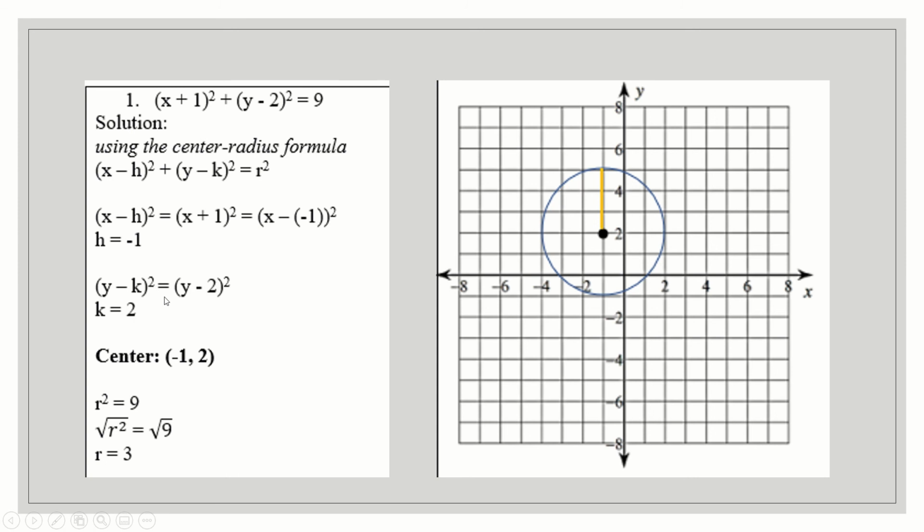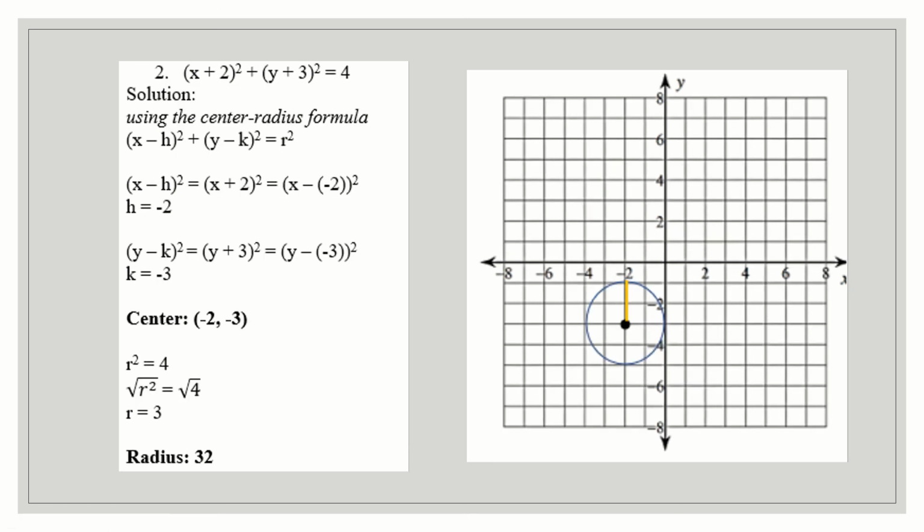Same with k, ganun din mangyayari. Since y minus k squared is similar naman dun sa ating given equation na y minus 2 squared, so the value for k is positive 2. The center is at negative 1, 2. So, ipa-plot natin yung center na yan sa Cartesian plane. Then, kukunin natin yung square root nung radius, which is 9. The answer is 3. So, we have negative 1, 2, yung center ng circle. Then, magdodraw lang tayo ng line na 3 units ang distance niya to papunta dun sa circumference ng circle. Then, magdodraw na tayo ng circle using the appropriate tool.